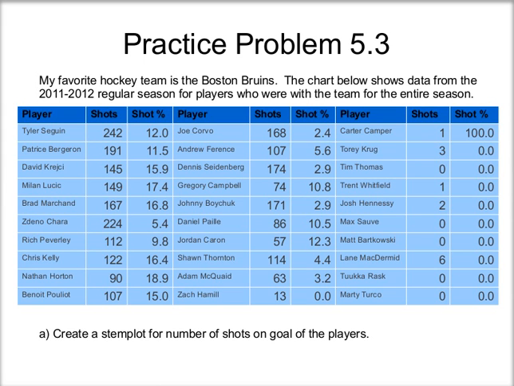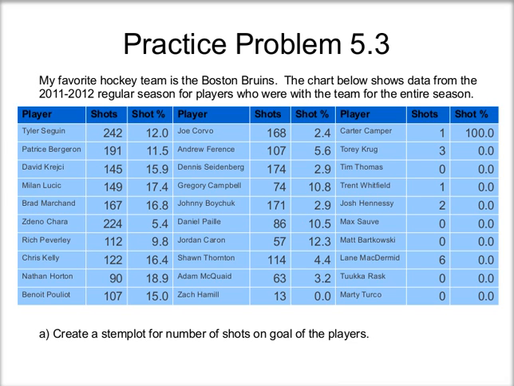This is practice problem 5.3. My favorite hockey team is the Boston Bruins, and the chart below shows data from the 2011-2012 regular season for players who were with the team for the entire season. So in this chart we've got all the players and the number of shots they took and the percentage of shots that actually scored a goal.